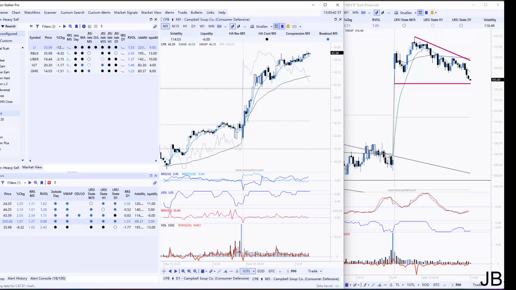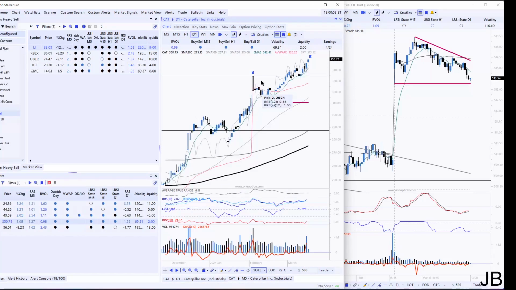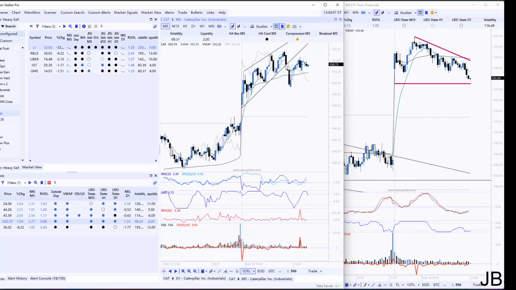I don't feel comfortable holding it overnight. CAT is a much better swing trading chart. You can see how it was having a nice steady action here. Pull back to low VWAP coming up over here. Not my favorite M5 chart, but it's an excellent D1 chart, so it works really well for a swing trade.